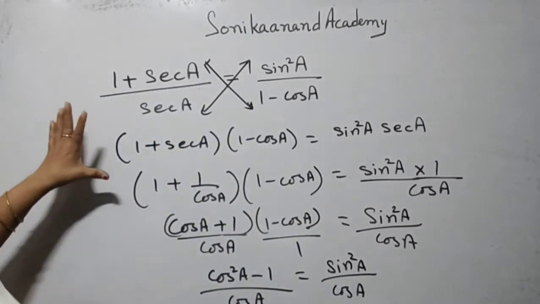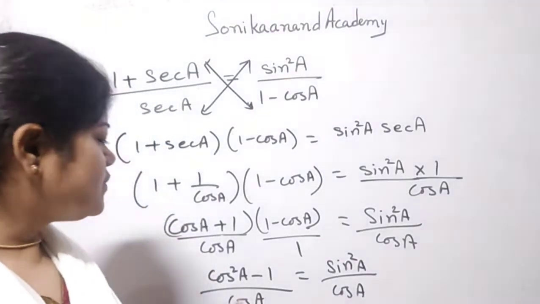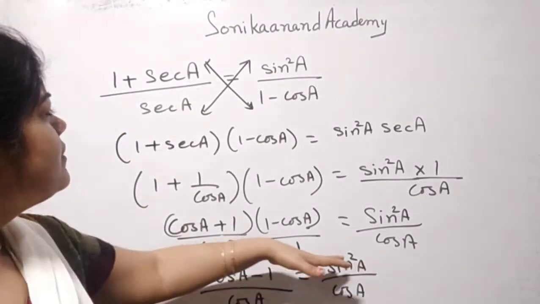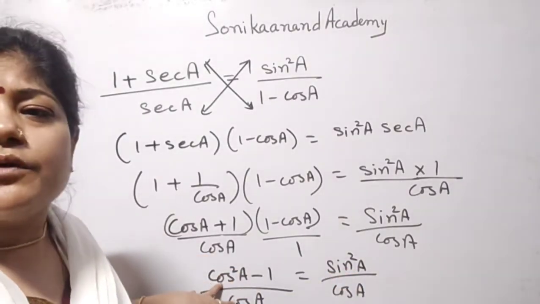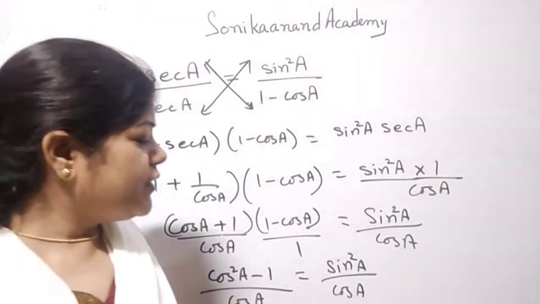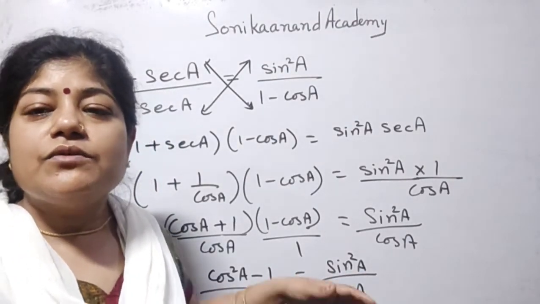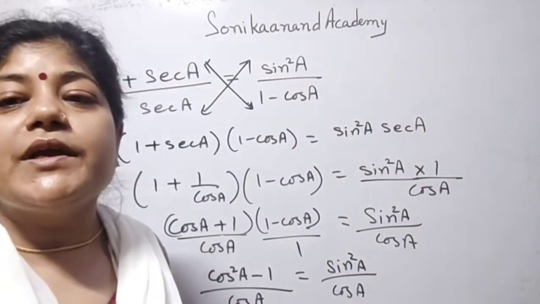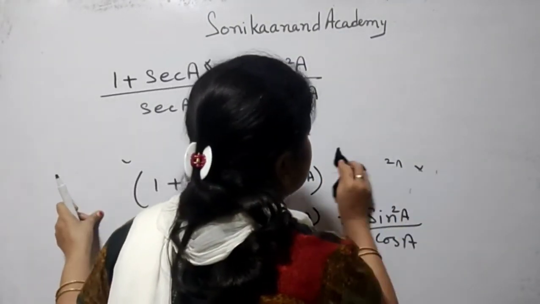So we know 1 minus cos square a is equal to sine square a. So both of them are equal, and sine square a gets cancelled, so cos a over cos a. We are left with 1 by cos a is equal to 1 by cos a. So right hand side is equal to left hand side. So this is one format by which we can solve this question. Now another format by which we can solve this question.